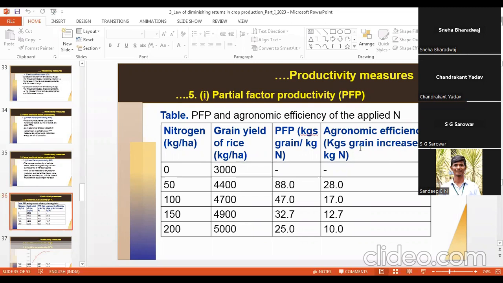Agronomic efficiency, you can calculate by subtracting the control output: 4,400 minus 3,000 and divided by the rate of fertilizer, that is 50 kg. So you will get 28 kg grain increase per kg nitrogen, because you have deducted the value of control yield. Similarly, you can see that these partial factor productivity and agronomic efficiency are declining with the increase in the level of input.